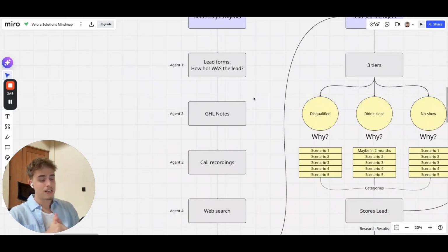Go high level notes. If you were on the sales call taking personal notes, then we need to look at your notes as well on what you feel like the call was about.